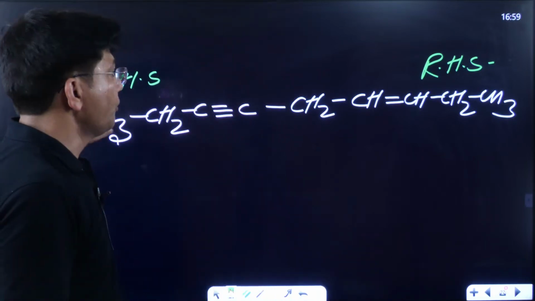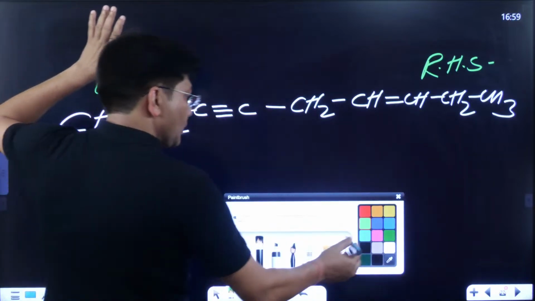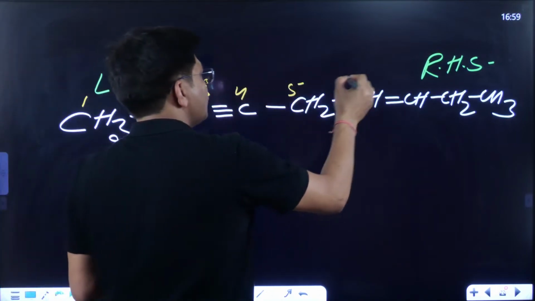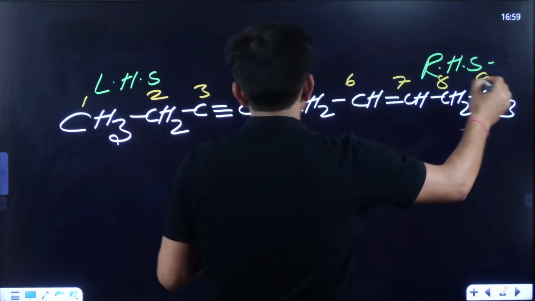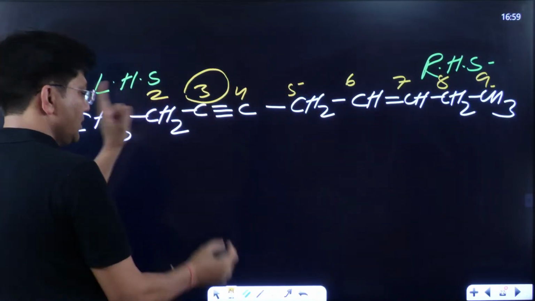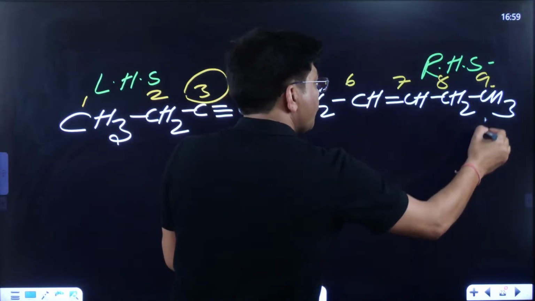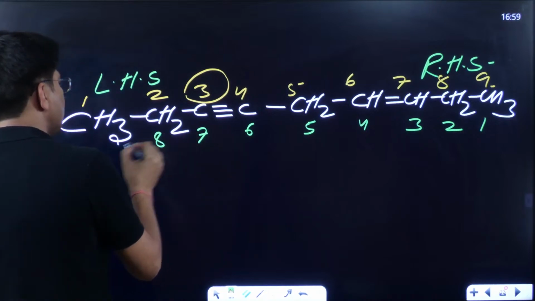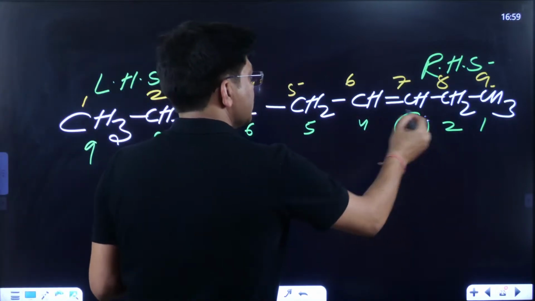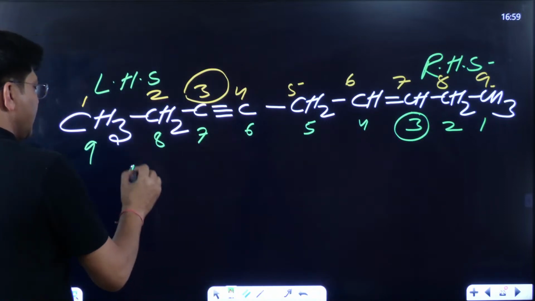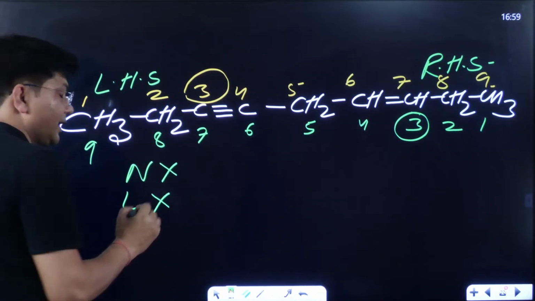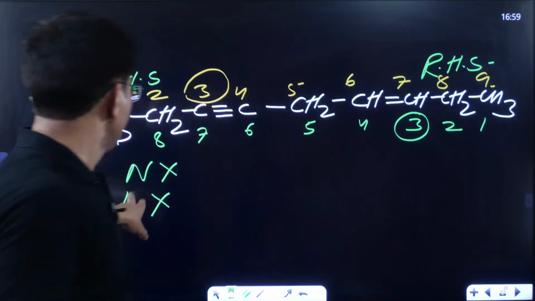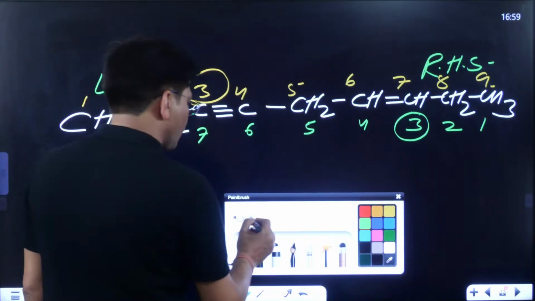Do let me know from which side. So kids, see, if you do the numbering from the left hand side, 1, 2, 3, 4, 5, 6, 7, 8, 9, this is coming at third position. And if you are doing the numbering from the right hand side, 1, 2, 3, 4, 5, 6, 7, 8, 9, it is coming at third position. Kids, numbering rule got failed. Locant rule got failed. Now, which rule are you supposed to apply? When the numbering rule got failed, the locant rule also got failed.